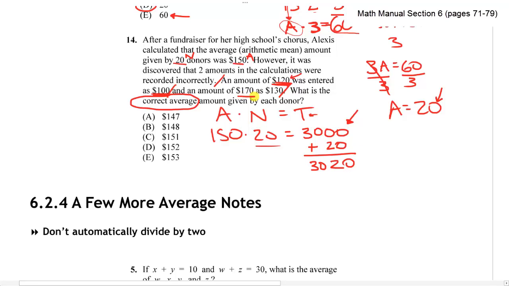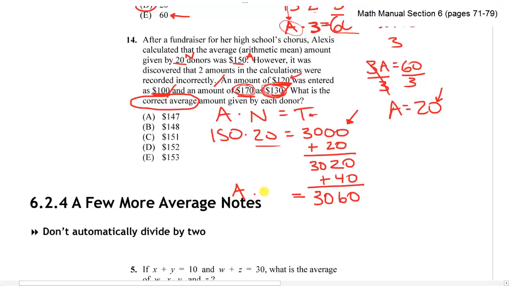And then this 170 being entered as 130, I've got to do the same thing. I need to correct the 130 to make it 170. 170 was the correct amount. This 130 was what was entered. So I need to add another $40. Okay, 130 was incorrect. 170 was correct. I need to add the $40 to get up to that 170. So then I have my real total, my correct total, as 3060.